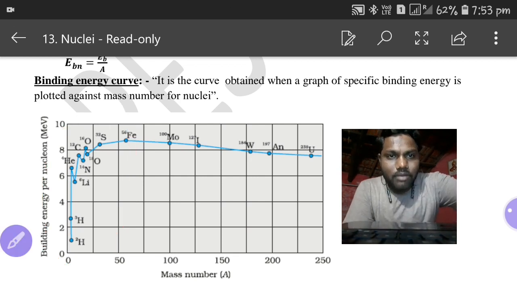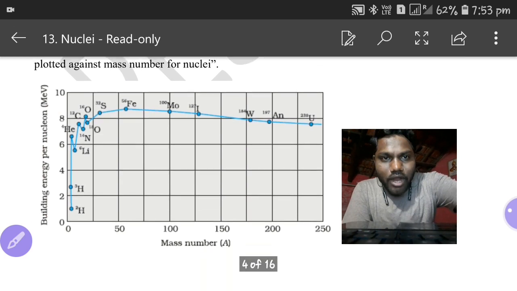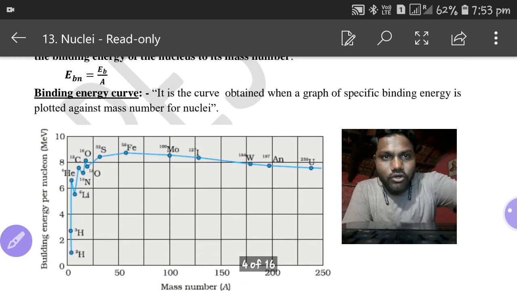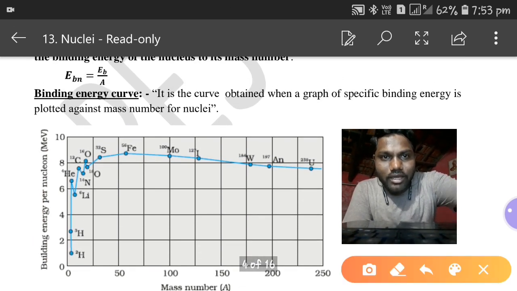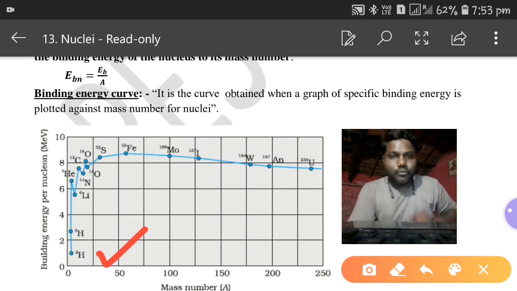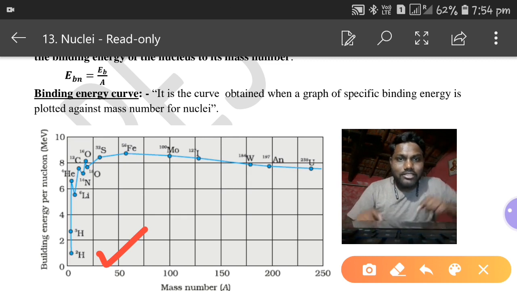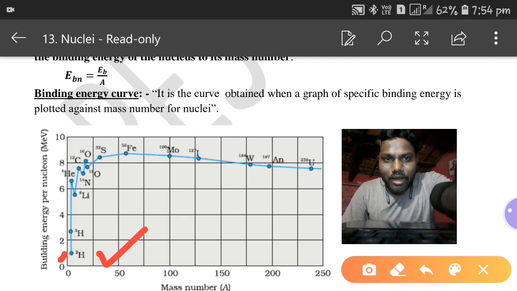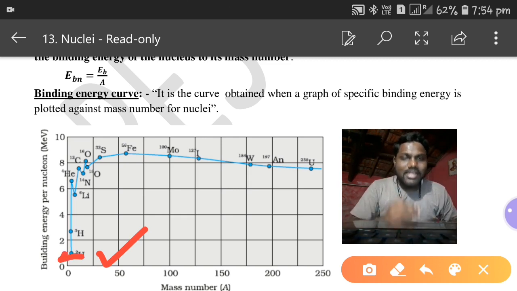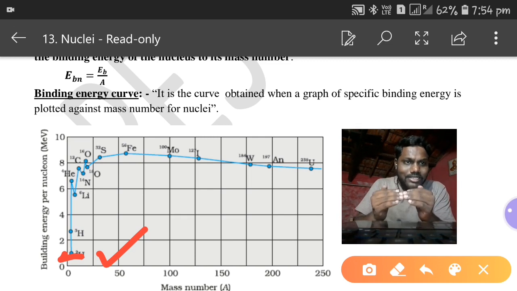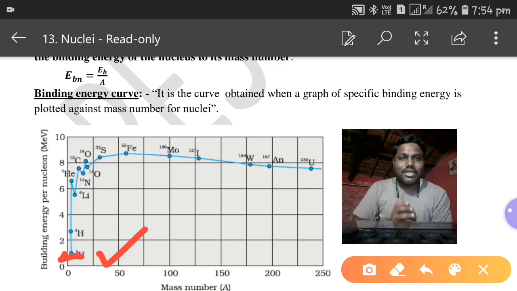So just have a look here. Here it is, hydrogen-2. Hydrogen-2 has one proton and one neutron, both odd numbers. That means it has an odd number of protons and an odd number of neutrons. Therefore the binding energy per nucleon is very less, and if it is very less, it is less stable in nature.